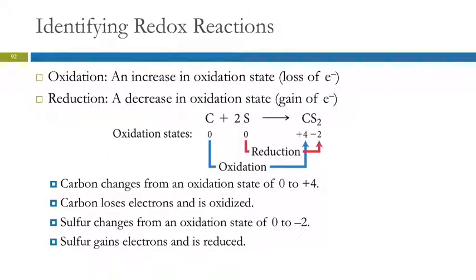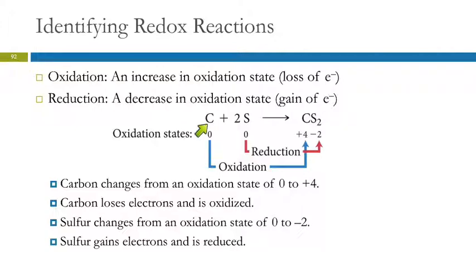We need to be able to recognize redox reactions and to identify what thing is being oxidized, what thing is being reduced. When we're looking at ionic reactions that form ionic compounds, we can see, oh, the sodium lost an electron, that's oxidation. When we're dealing with reactions between nonmetals, like carbon and sulfur, and it forms CS2, there's no charges to help us out, and that's why oxidation states were invented.